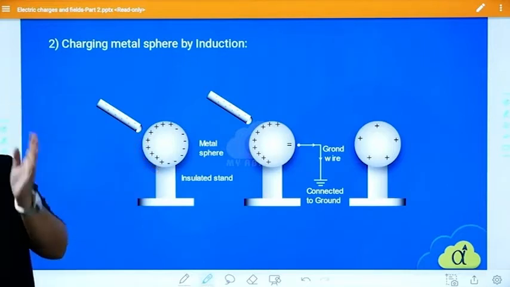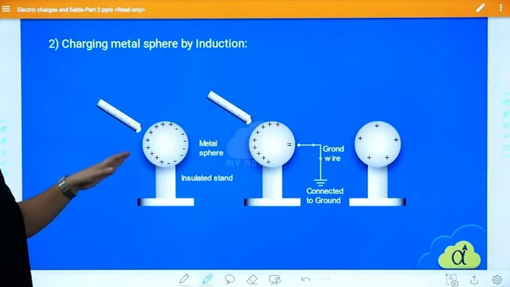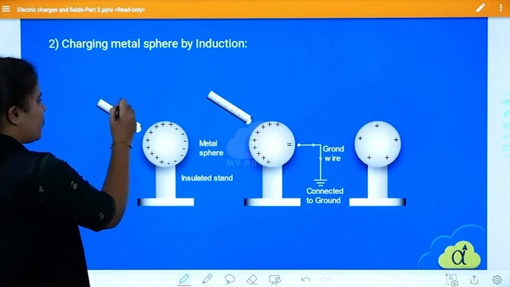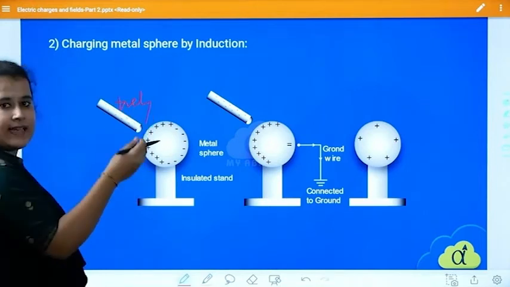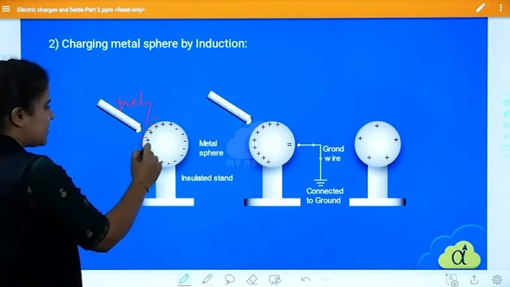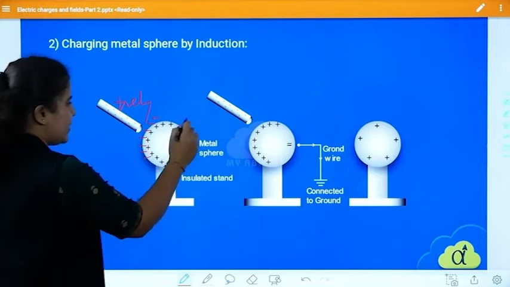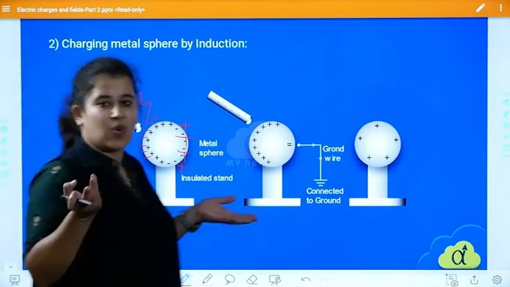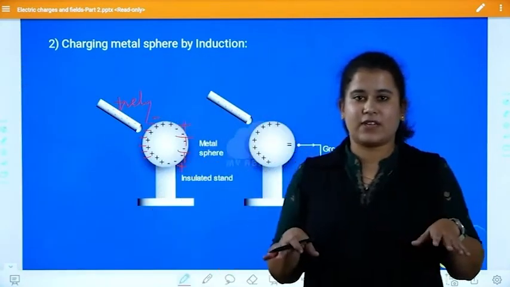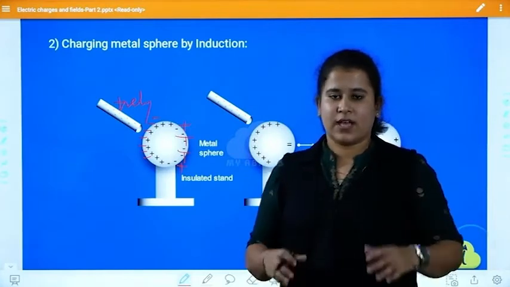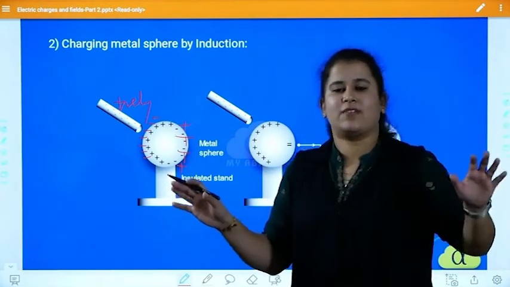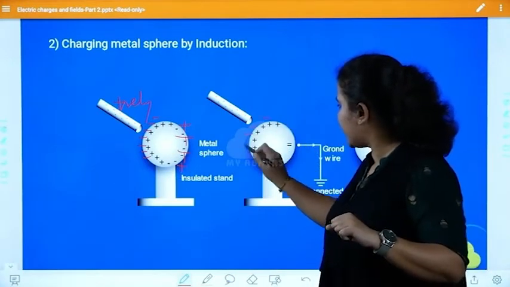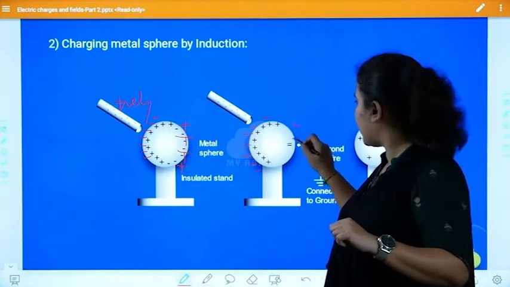Next, you have to imagine the negative case, as I don't have any picture of it, but we will do it. First, I will bring a positive rod. As I bring it, what happens? Here negative charges come, and here positive charges come. Clear? Next, in the second case, in the earlier case negative was sent to the earth. But here what is happening? Here I have negative completely, and here I have positive.